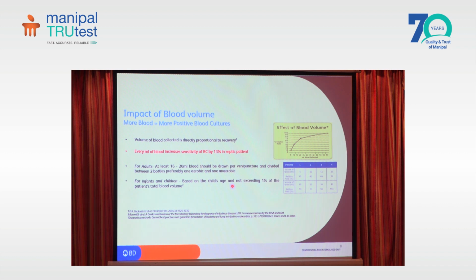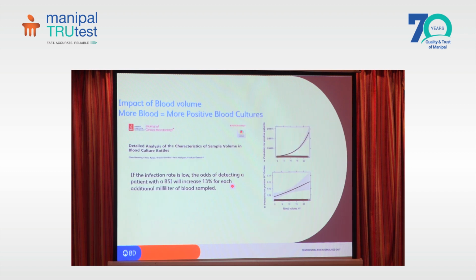Okay, this is quite significant, and it is recommended that in adults at least 16 to 20 ml of blood should be collected per venipuncture, and in children it should be according to the body weight. So this is one study which was done for the detailed analysis of how much sample volume should be collected, and here you can see.